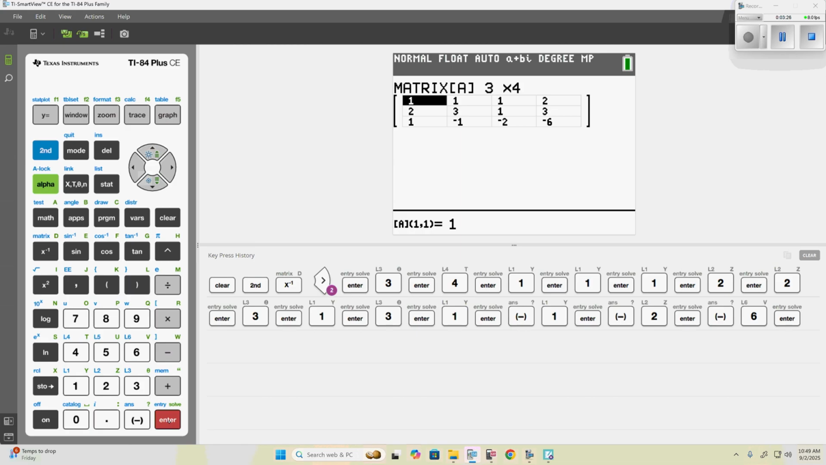So you went second matrix. Yes? Then you went over to edit. And you hit enter for A. Yes? And then you typed in and made sure that it's a 3 by 4. And then you type each number in. And the nice thing is that after you type the number in, if you hit enter, it will move to the next spot. So we would do 1, enter, 1, enter, 1, enter, 2, enter. Yes? And you did it with all of them. Because you need to type the whole thing in.